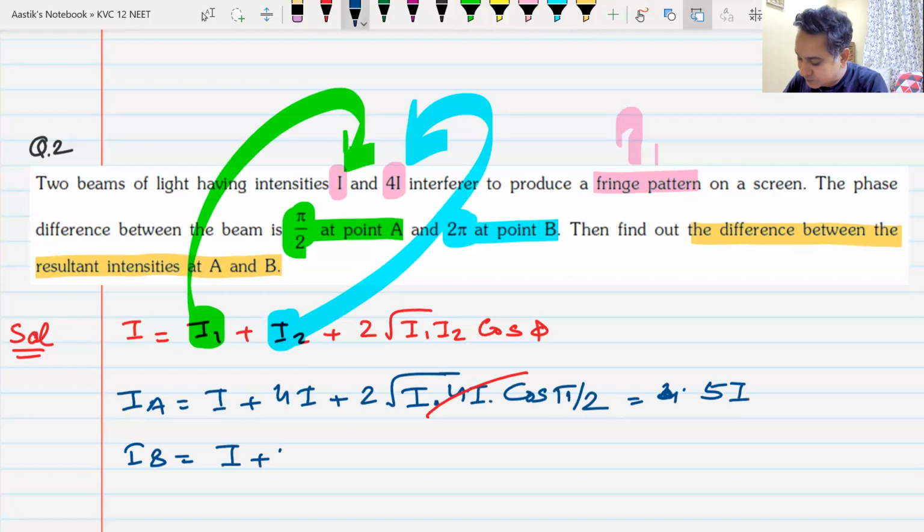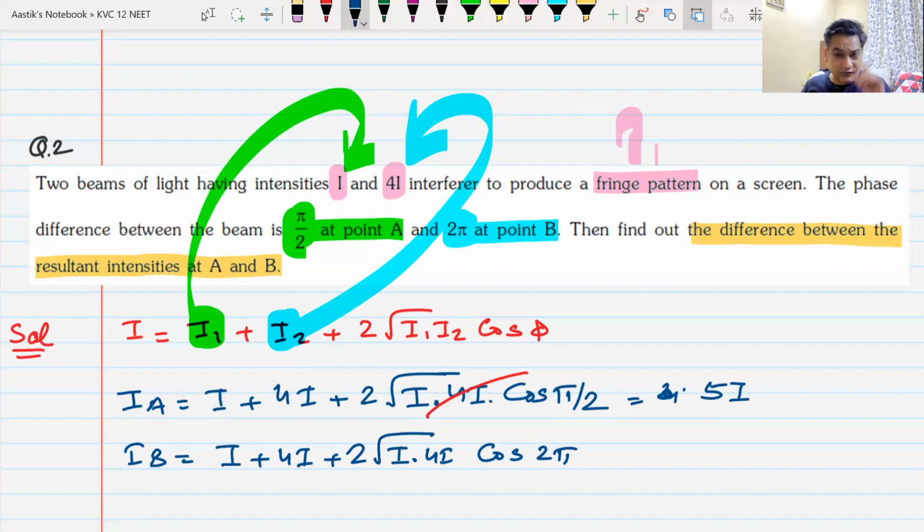Then I repeat the same thing for intensity at point B. It will be I plus 4I plus 2 times root over I into 4I multiplied by cos of 2 pi. Cos of 2 pi is cos of 360, which is plus 1. 1 into 2 is 2. 2 into root over 4I naught square is 2 into 2, 4. 4 plus 5 is 9. Everyone got 9I? Yes, sir. A simple multiplication.